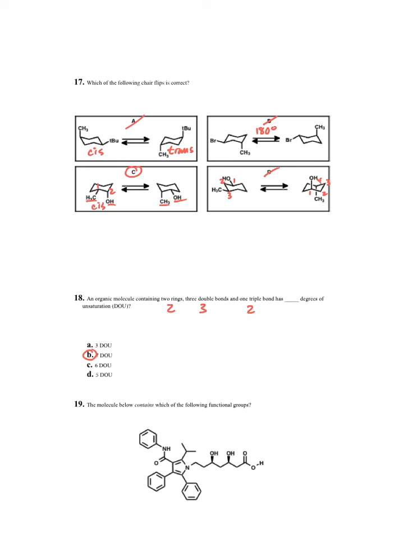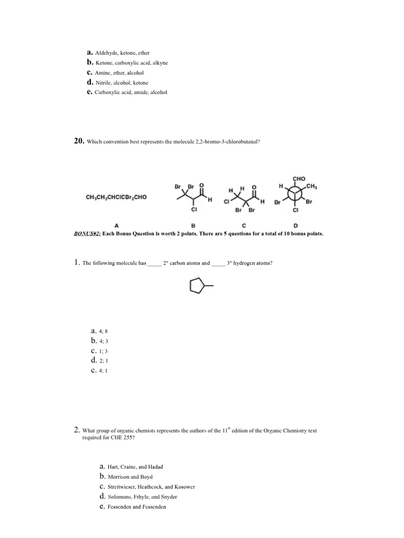So the molecule below contains which functional groups? So let's outline these in red, or in blue, excuse me. You have an acid, you have some alcohols, you have an amide. So that's what we're looking for in the choices here. So you do not have an aldehyde, you do not have a ketone, you do not have an ether, you do not have a nitrile, so the correct answer for this one is E.